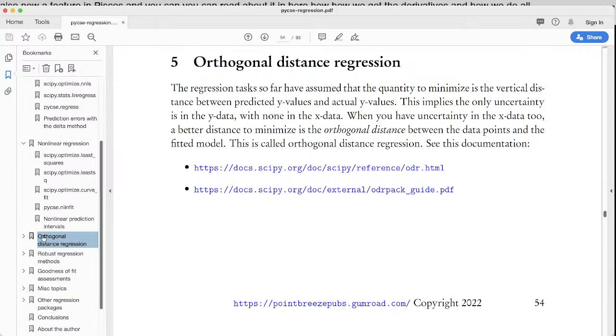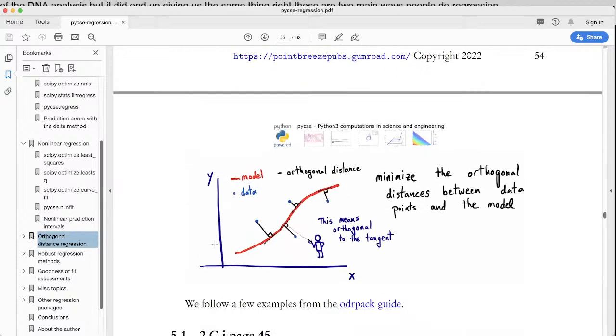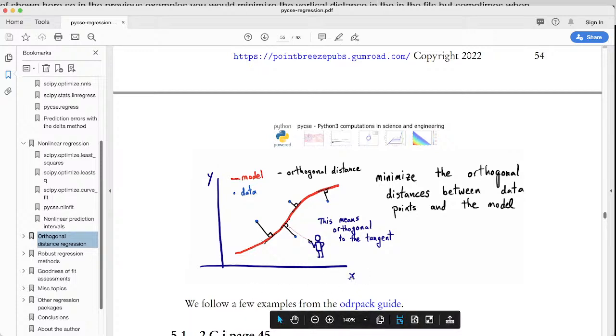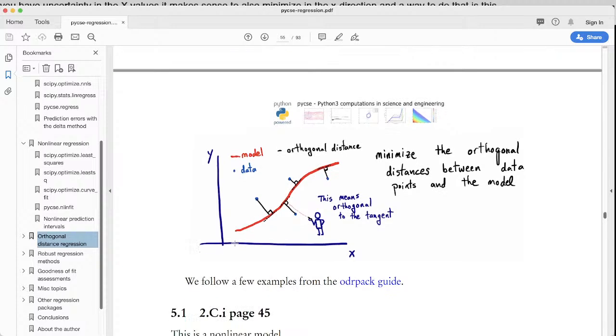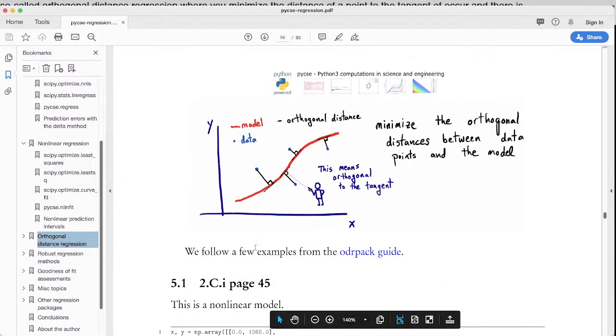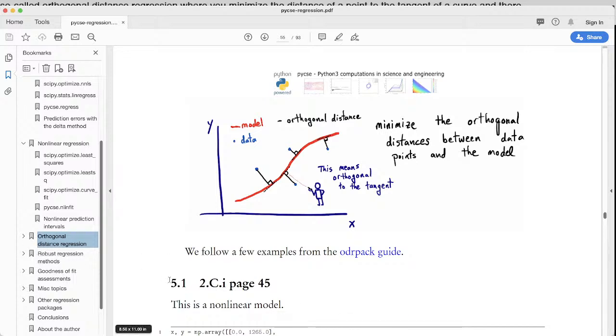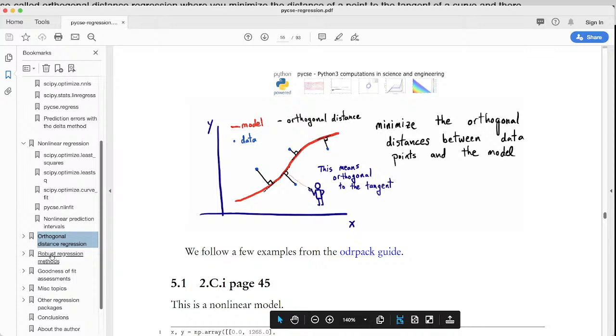There's a concept called orthogonal distance regression that's kind of shown here. So in the previous examples, you would minimize the vertical distance in the fits, but sometimes when you have uncertainty in the x values, it makes sense to also minimize in the x direction. And a way to do that is this so-called orthogonal distance regression, where you minimize the distance of a point to the tangent of a curve. And there is a package within scipy that does this orthogonal distance regression, and I show a couple of examples just to show how it works.